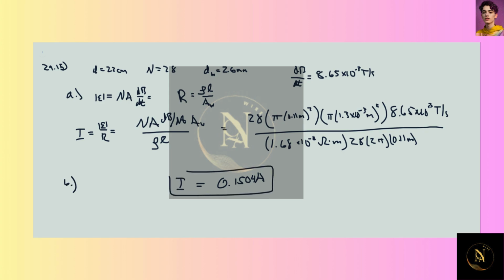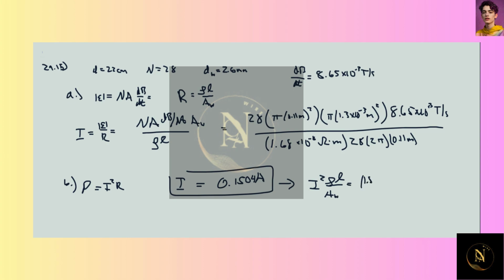Cool. What does part B ask? We want to determine the rate at which thermal energy is produced. Well, that's just the power, which is given by the current squared times R. So that's I squared rho L over A_wire.